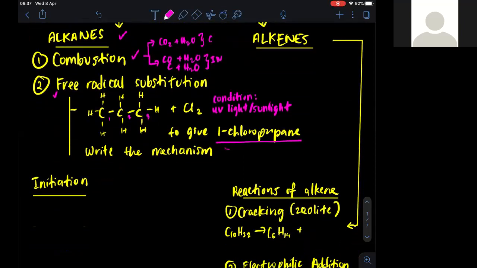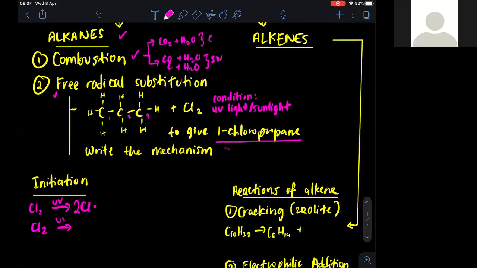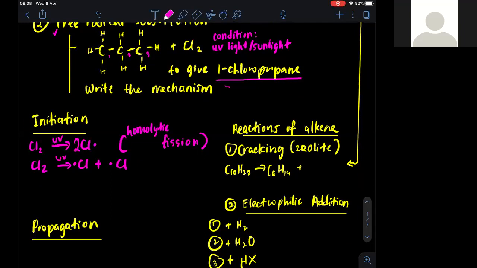So if you write the mechanism, first of all, the Cl2 needs to break. The UV light or the sunlight will break the Cl2 into 2 free radicals. You can write it as Cl2, UV, and then a Cl free radical and another Cl free radical. What kind of fission is happening over here, Frederick? Homolytic or heterolytic? Homolytic. Okay, this one is homolytic fission. That's going to be your first step.